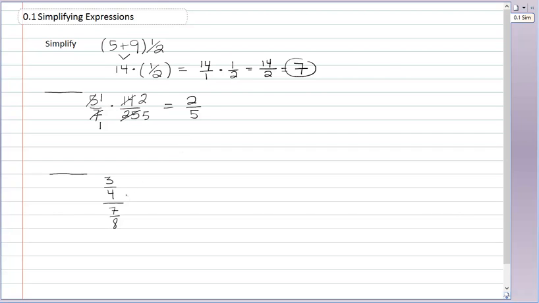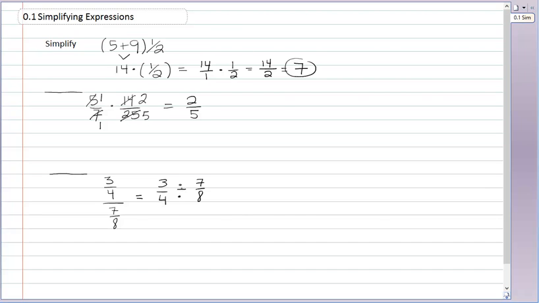Alright, this final problem involves division with fractions. So to refresh your memory on that, remember this fraction bar here between the fractions actually plays the role of a division sign. So we're actually saying that this is the same as saying 3/4 divided by 7/8.